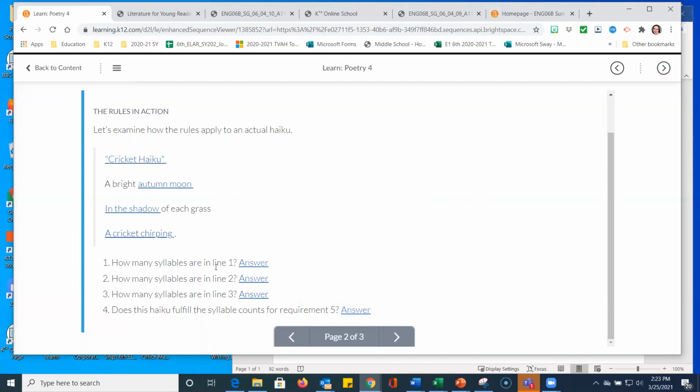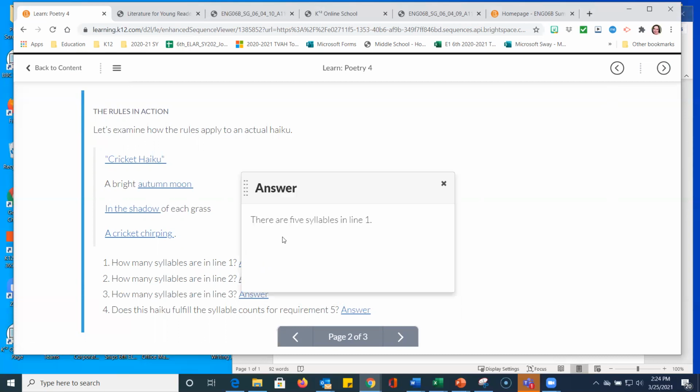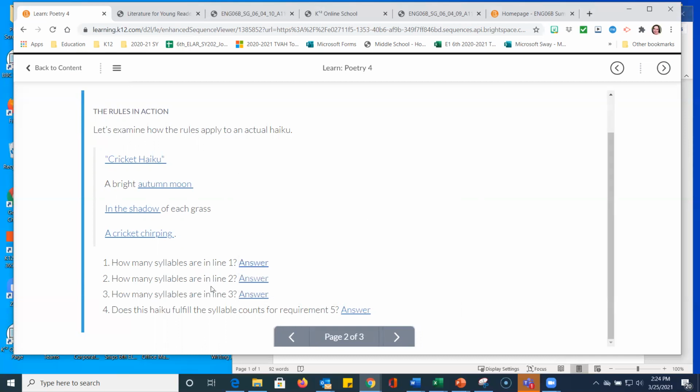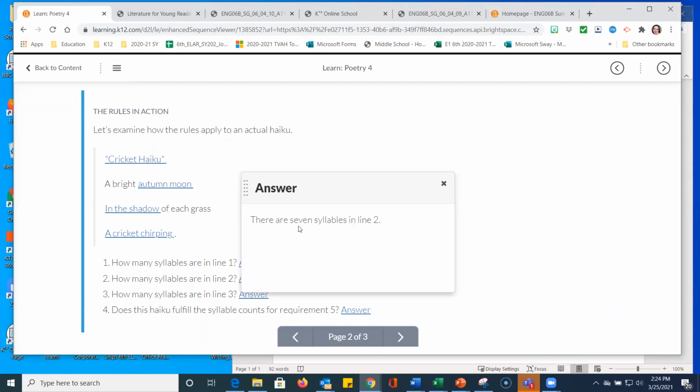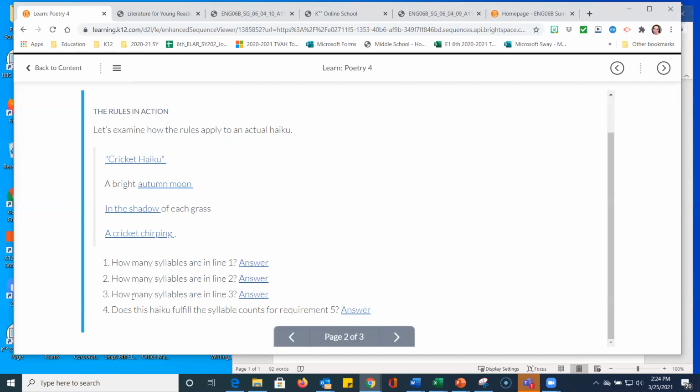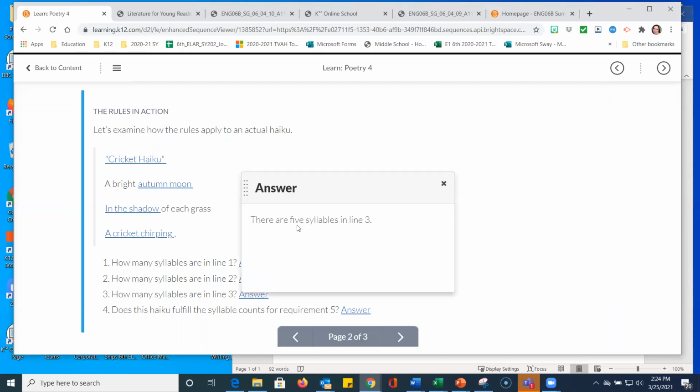Number 1, how many syllables are in line 1? A bright autumn moon. Answer, there are 5 syllables in line 1. How many syllables are in line 2? In the shadow of each grass. I counted 7. Yep, there are 7 syllables in line 2. How many syllables are in line 3? A cricket chirping. I count 5. Yep, there are 5 syllables in line 3.